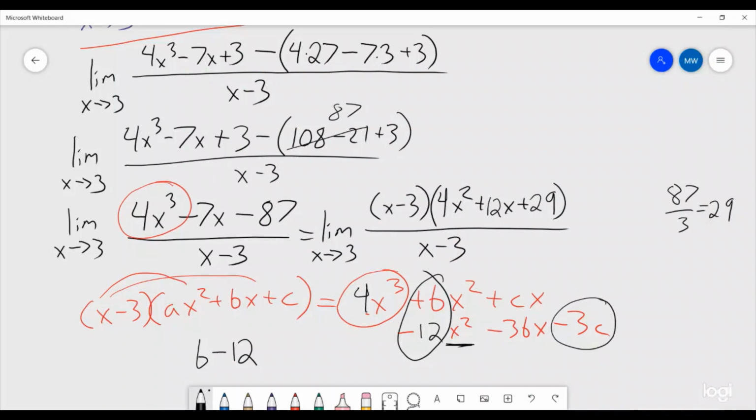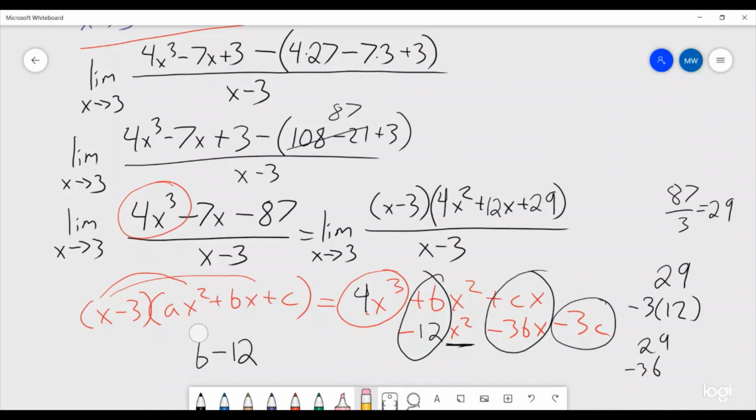Okay, so let's just check that this is actually going to work out as well. If b is 12, then that means that this one is going to have to agree with the minus 7x. So c, that's 29. So 29 minus 3 times 12, so that's 29 minus 36, that is negative 7, which works out. So we have successfully factored this.